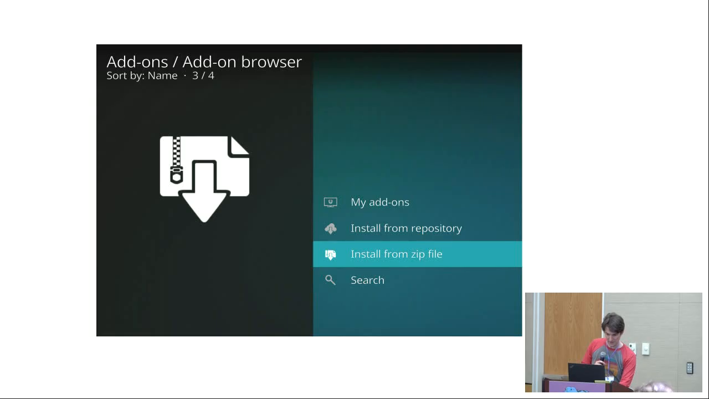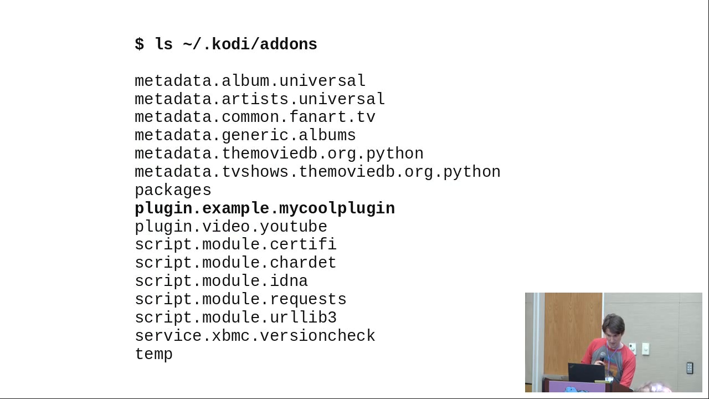So you do that, and then you look in your Kodi directory, Kodi data add-ons, and now my cool plugin is there, along with other things that are installed by default. I also installed the YouTube plugin there, so it installed some other things, like the modules. Requests is there. You might be familiar with requests. All of these go into the add-ons directory.